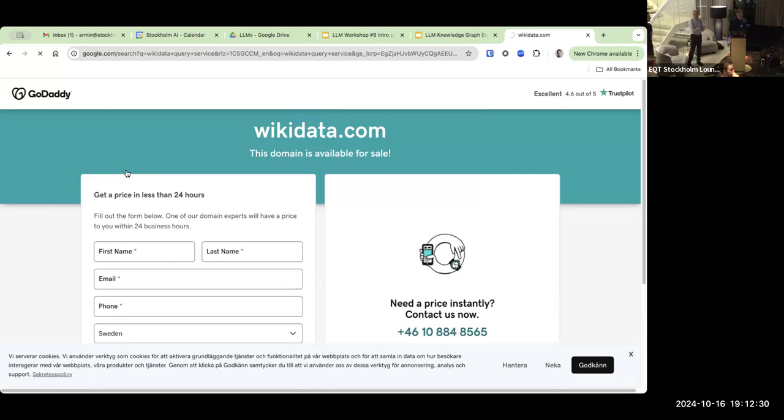Yeah, cool. And we at Nobel do not edit the data ourselves in Wikidata or Wikipedia, but we use it and refer to it, and it's also included in our knowledge graph. Cool, good to know.